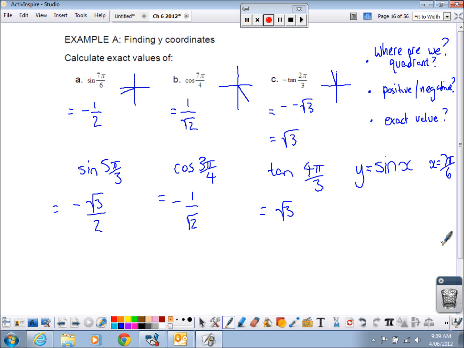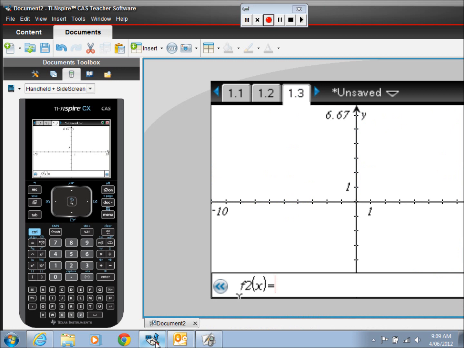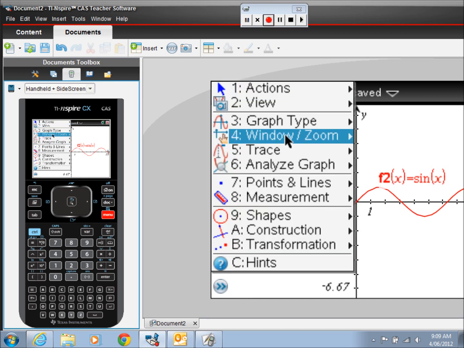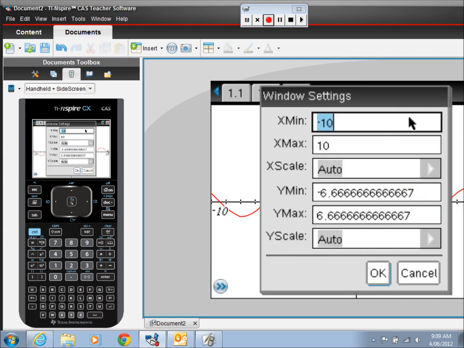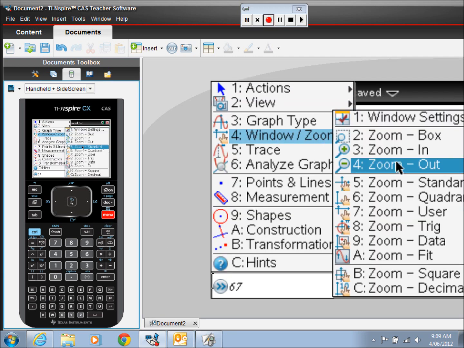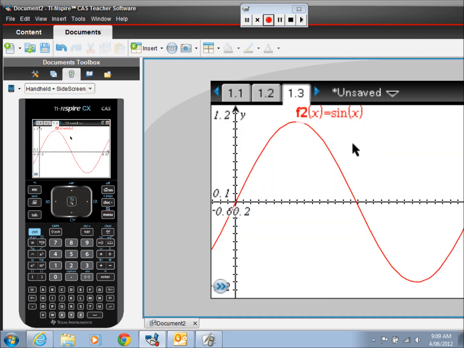So let's have a look at the graph of sine x. So I'm going to enter it here. So sine x. Okay, so we need to adjust the window a bit. I'm going to look at the window between 0 and 2 pi. And I'm going to do a zoom fit just so that it's a bit bigger and a bit easier to work with. Okay, so I'll move that out the way.